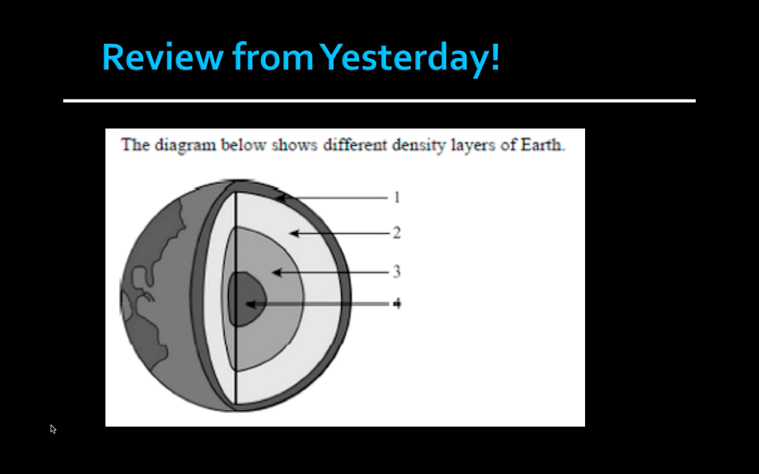And finally, number 4 is the inner core. This is a solid, giant ball of iron. At the inner core, temperature, pressure, and density are all extremely high.